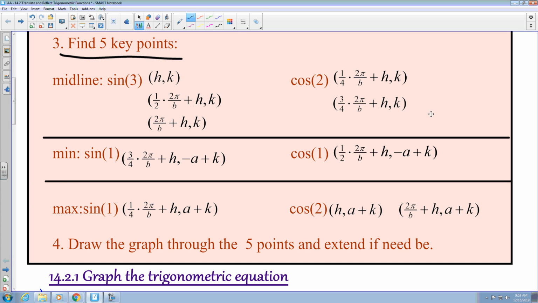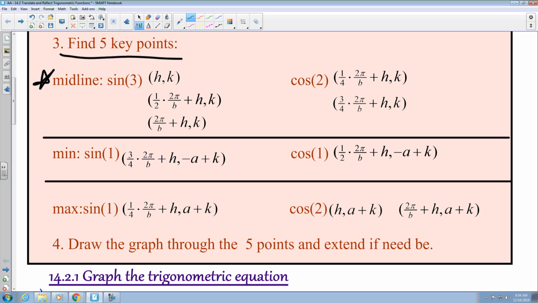So here, looking at our midline points, if you have a sine function, there's going to be 3 of them. When there's a translation, for sine, the first coordinate is h comma k. The second coordinate is going to be 1/2 times the period 2 pi over b. Once you multiply that, then you add it to h, and then it gets a comma k. The third point is the period added to h comma k.